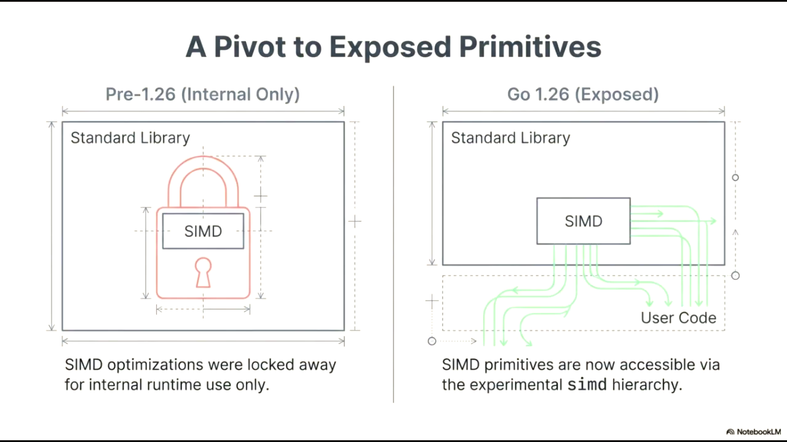With the release of Go 1.26, we see a pivot toward exposed primitives. SIMD instructions are no longer restricted to internal runtime use. They are now being made available to user code through an experimental SIMD hierarchy. This change empowers developers to write high-performance applications by leveraging hardware-level parallelism directly within their Go programs.